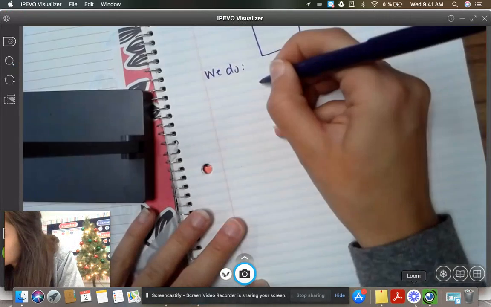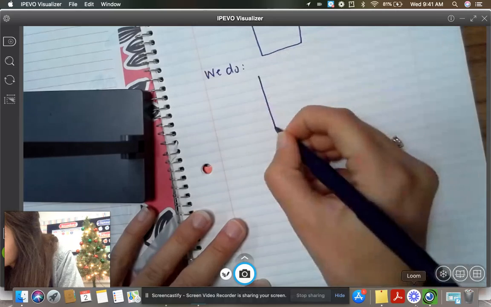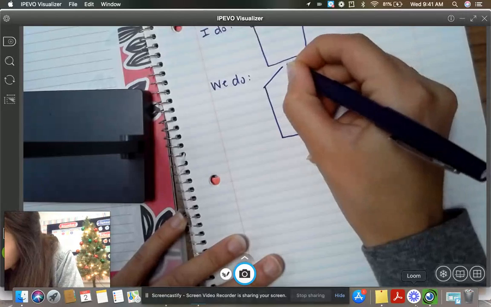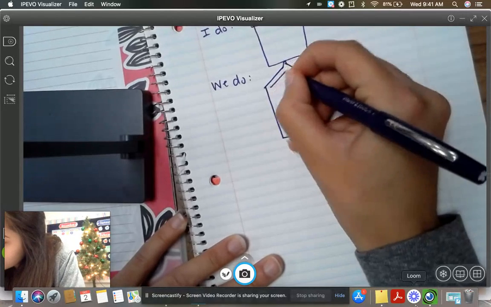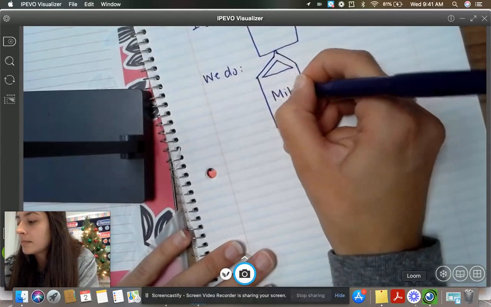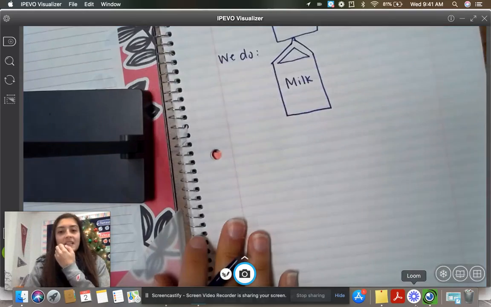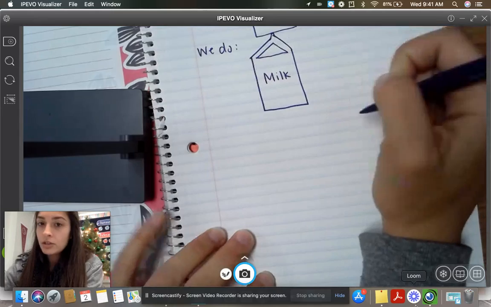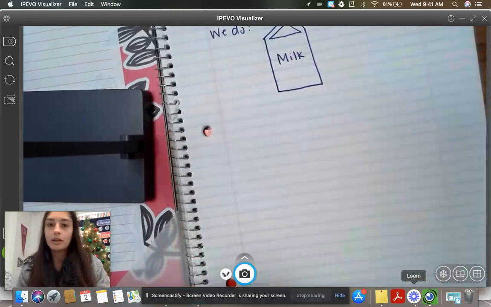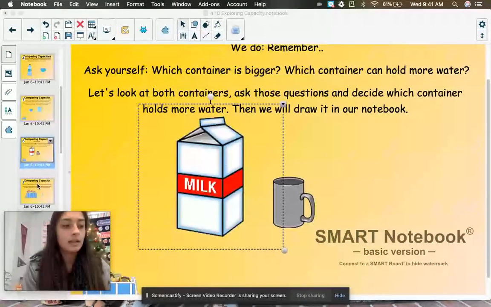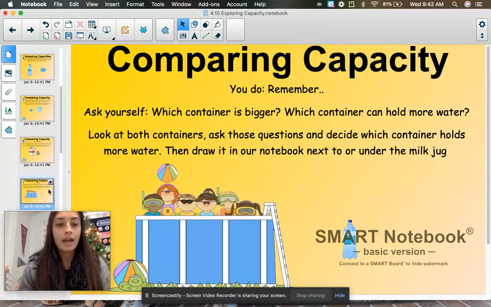So you can just draw a big rectangle coming to a point up there. And we can write milk. That is our big milk jug. Now you can go next to the milk jug to draw the next one that we're going to do, or you can go right underneath it. I'm going to show you two more containers and you're going to pick the one that is bigger or it has more space to fill. So it has the bigger capacity.